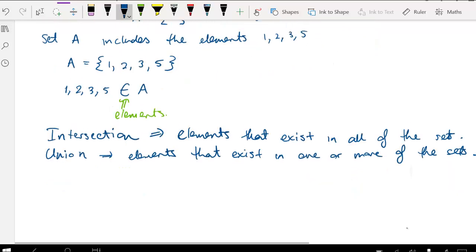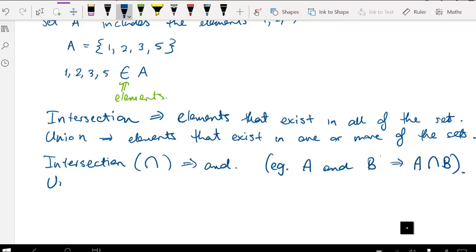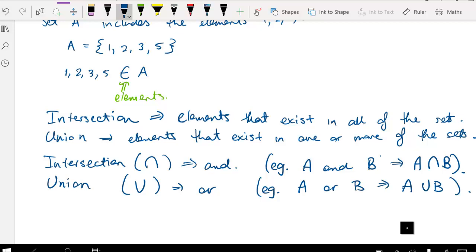And so the symbol for intersection is that. So this symbol here means intersection, and in probability terms it pretty much means and. So it exists in set A and set B, for example. And then the union is the opposite, looks like a U, and in probability sense it means or. So for example, if we're looking at A or B, then it's A union B.